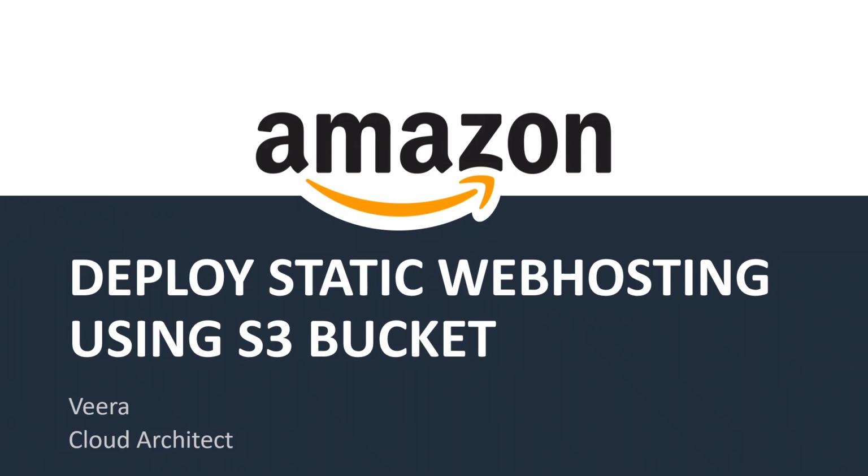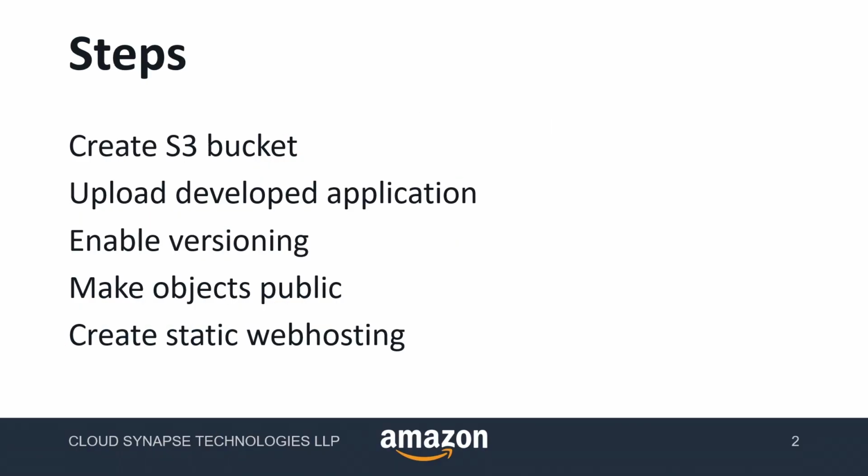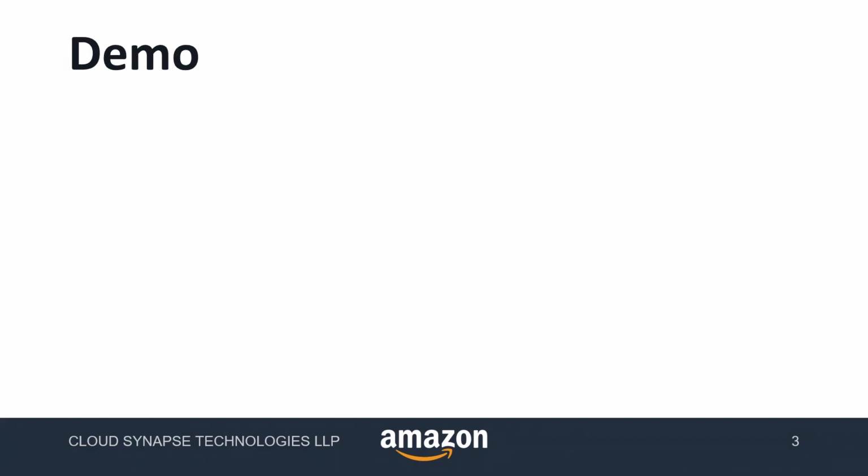Today we are going to see how to deploy a static web hosting using an S3 bucket. The steps we are going to follow today are creating an S3 bucket, uploading the developed application, enabling versioning, and making the object public, because the object needs to be public if you are deploying static web hosting. Then we are going to create static web hosting from the S3 bucket properties. Without wasting any time, let me get into the demo.